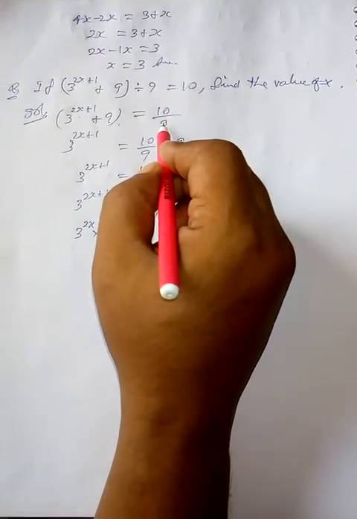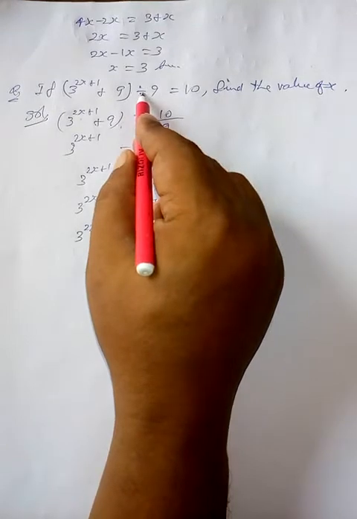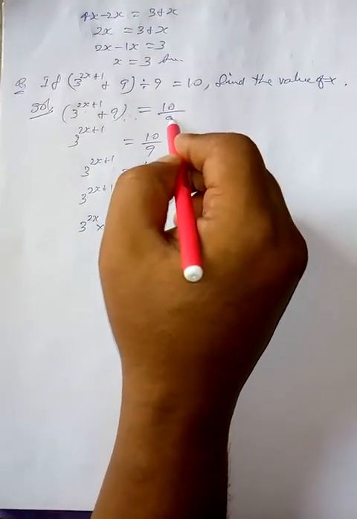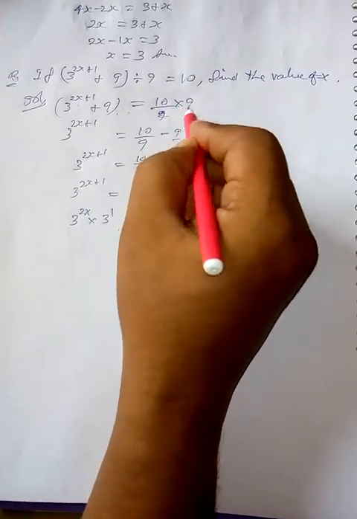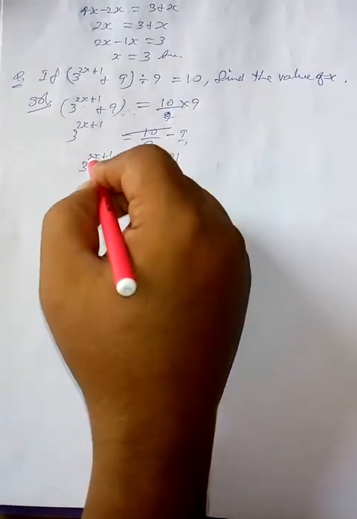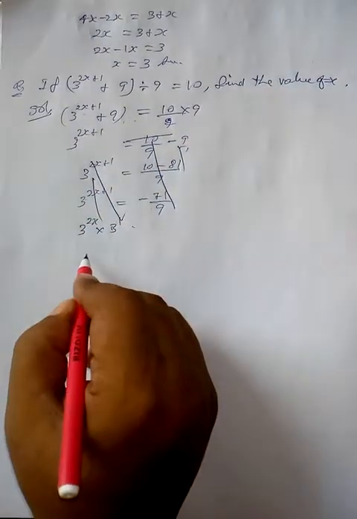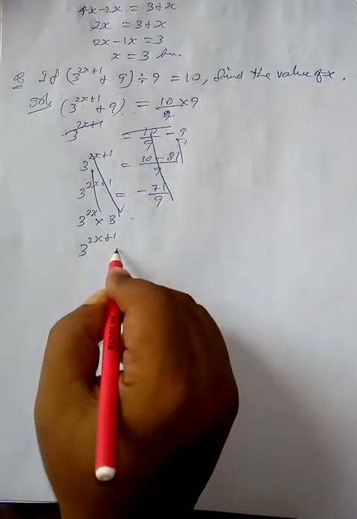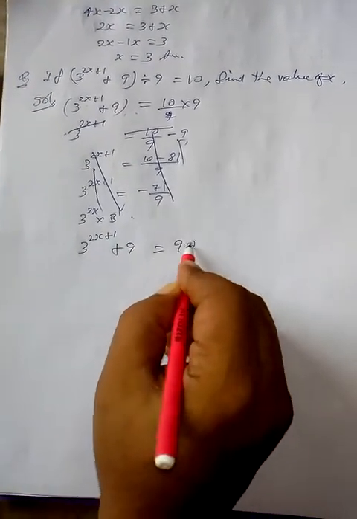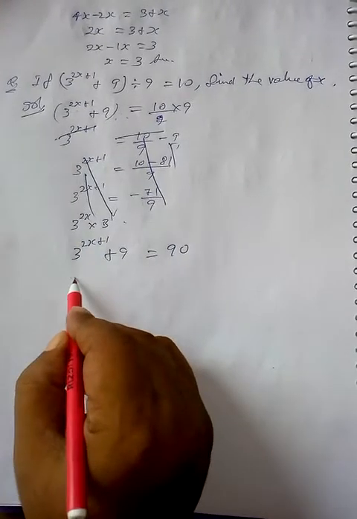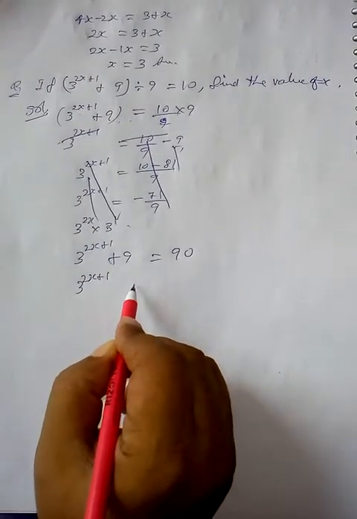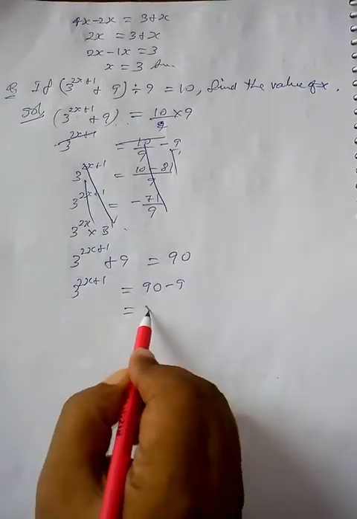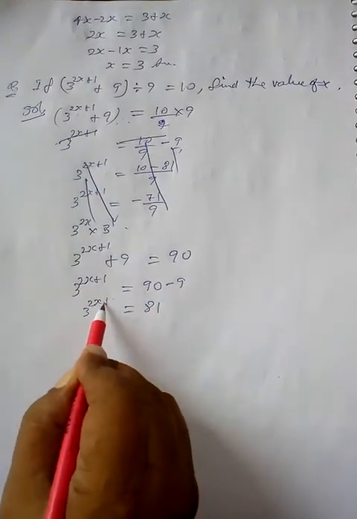So there is a mistake here, I want to correct it. Since this is division, on transposing this to the right hand side, it should become multiply. So by mistake I have done this. So it should be 3 raised to power 2x plus 1 plus 9 is equal to 90 instead. So 3 raised to power 2x plus 1 will be equal to 90 minus 9, it is 81.